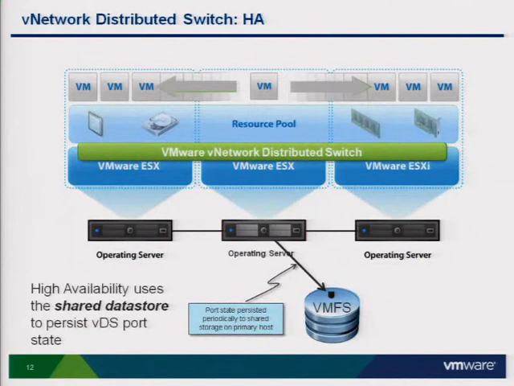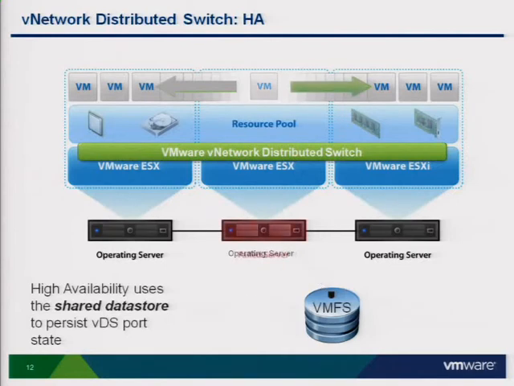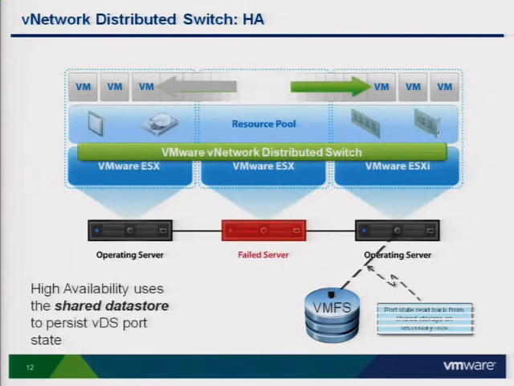How does HA work? HA works by making use of the shared data store. So what happens in the case of HA is that periodically the in-memory state is persisted to the shared data store. And in case there is a failure, the destination host knows exactly where the shared data store is because the VM existed there, and can read the state from that shared data store. So this is how the port state actually migrates to the failed over host.